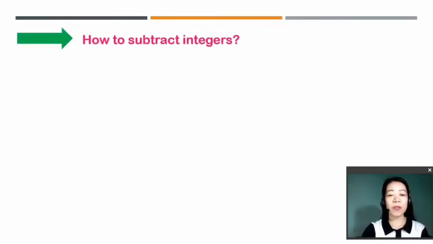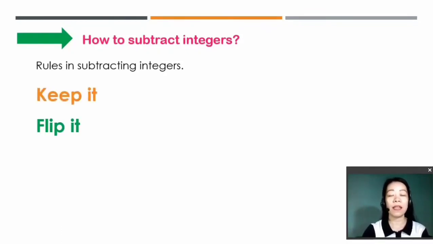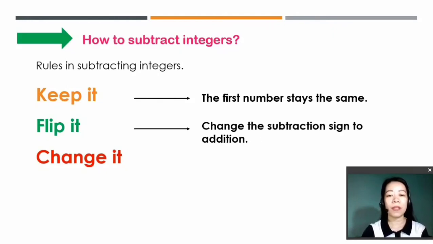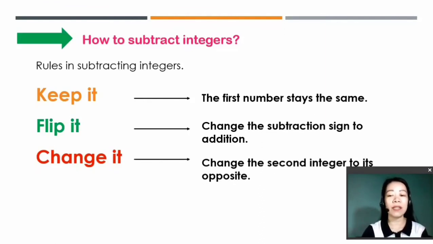Next, how to subtract integers. So, these are the rules in subtracting integers. Keep it, flip it, and change it. So what to keep? So the first number stays the same. Flip it, change the subtraction sign to addition, and change the second integer to its opposite. And after that, add using the addition rules.